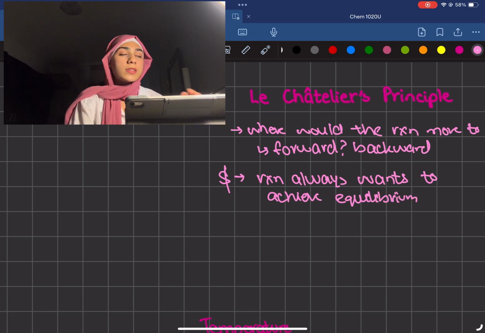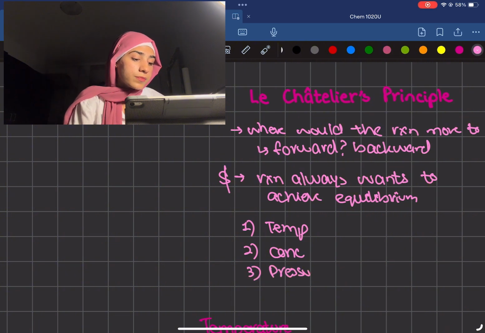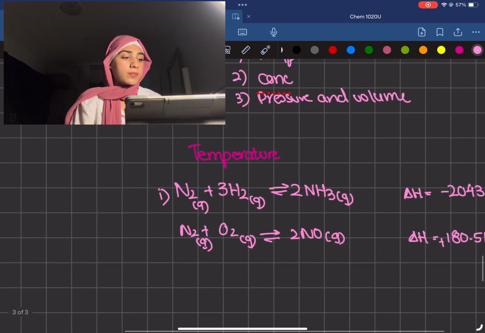There are three different factors that contribute in Le Châtelier's principle. So first we have temperature, we have concentration, we have pressure and volume. So let us look at temperature.